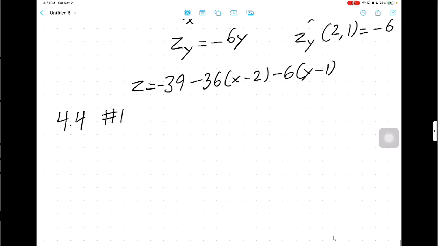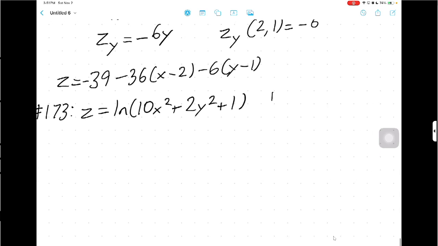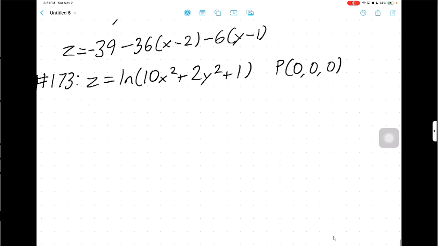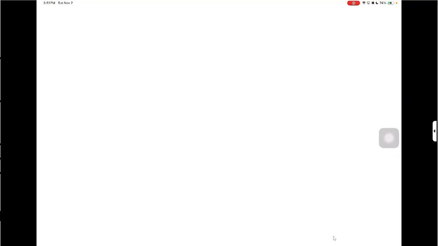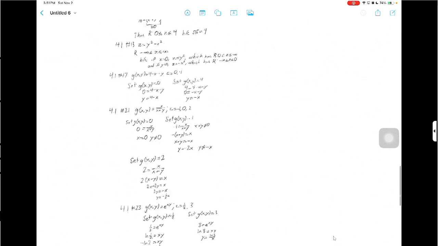4.4, number 173. Z is equal to the natural log of 10x squared plus 2y squared plus 1. This is going to make things so nice. So, 1 over the value times the derivative of the inside. I just need to wait for this thing to load.